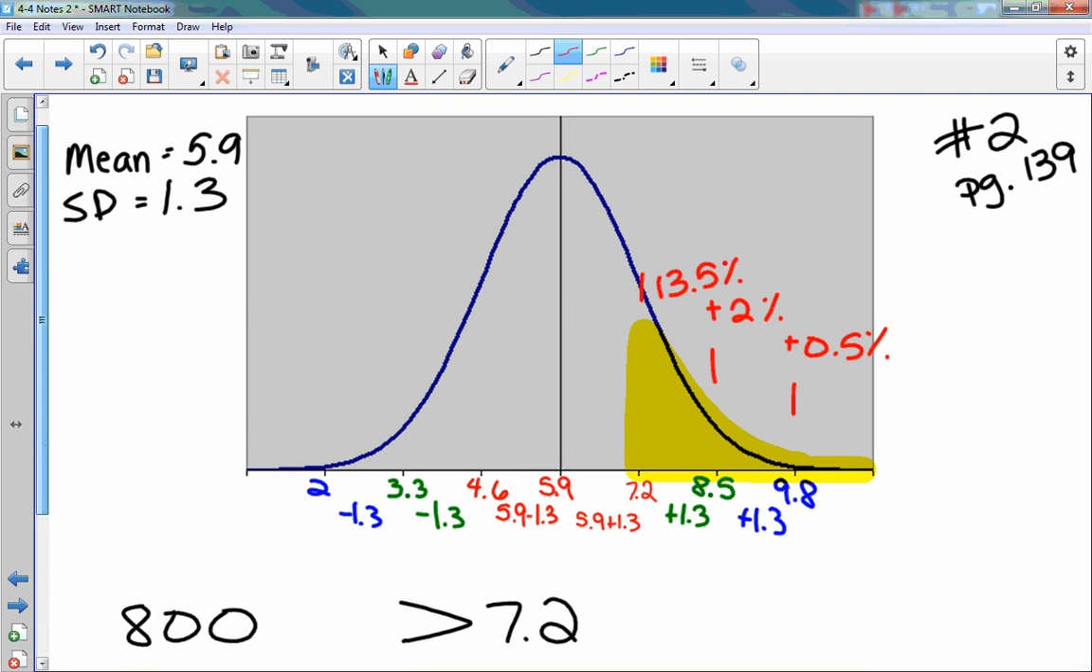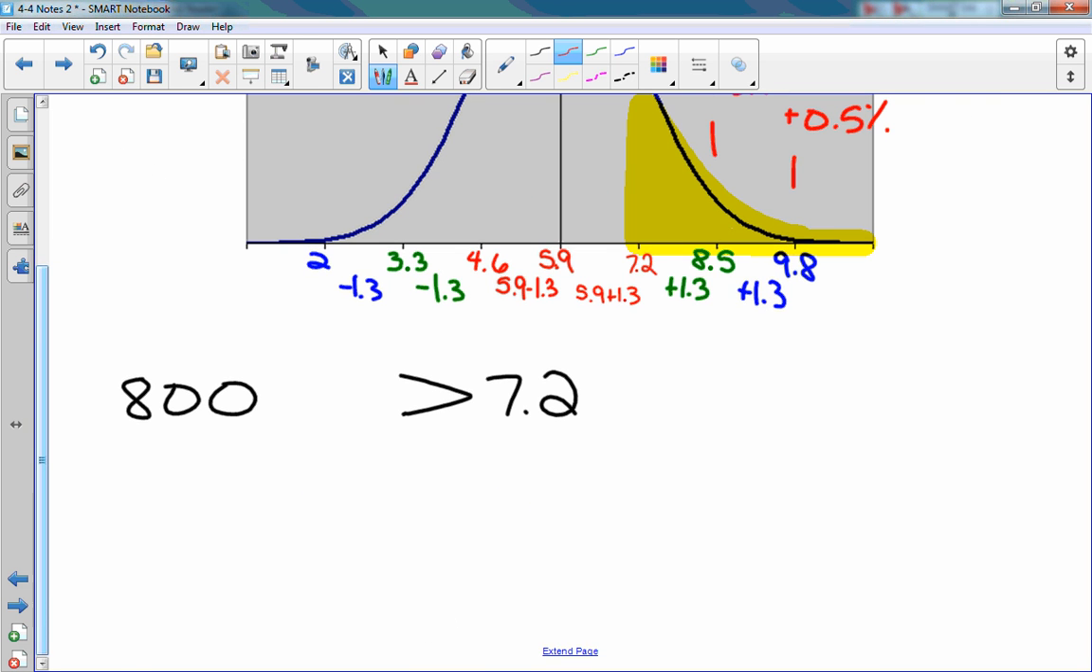Well, what is 16% of 800 students? And how do I find it? Take 800 times 16% or 0.16, and what do you get? How many students would I expect to score higher than a 7.2? 128 students.